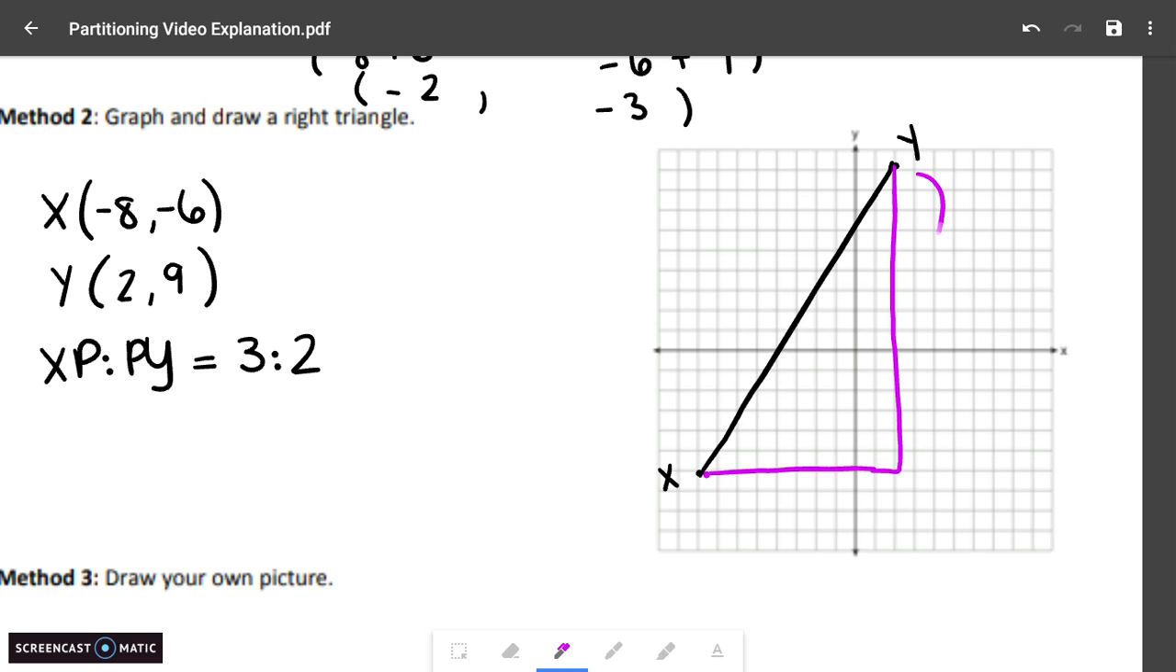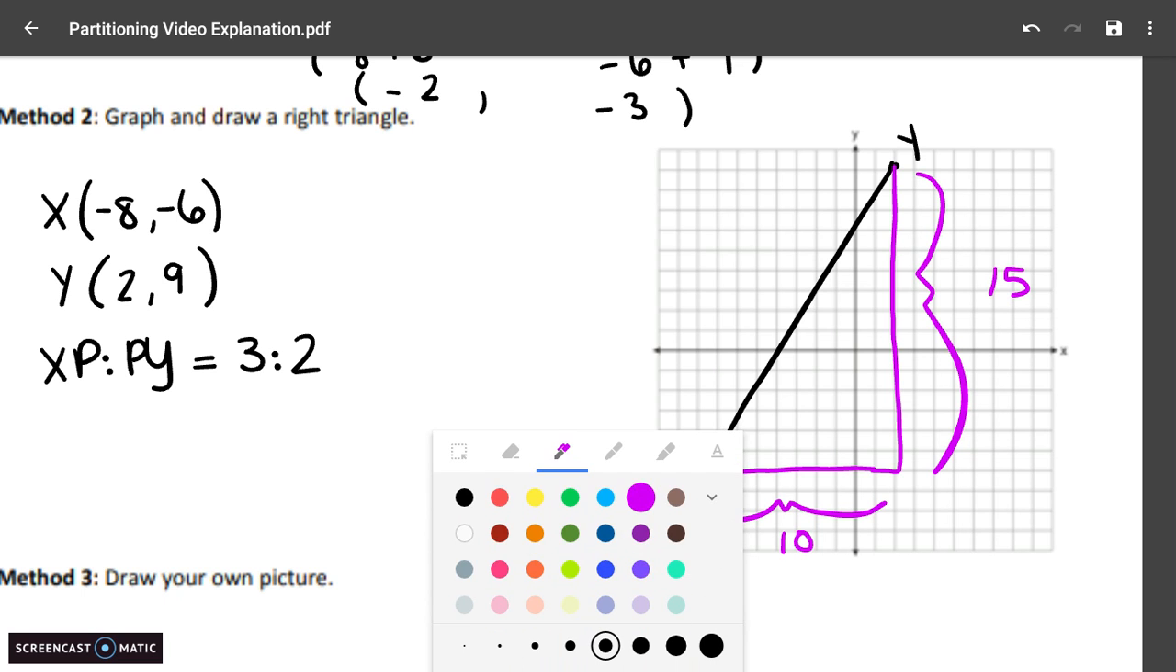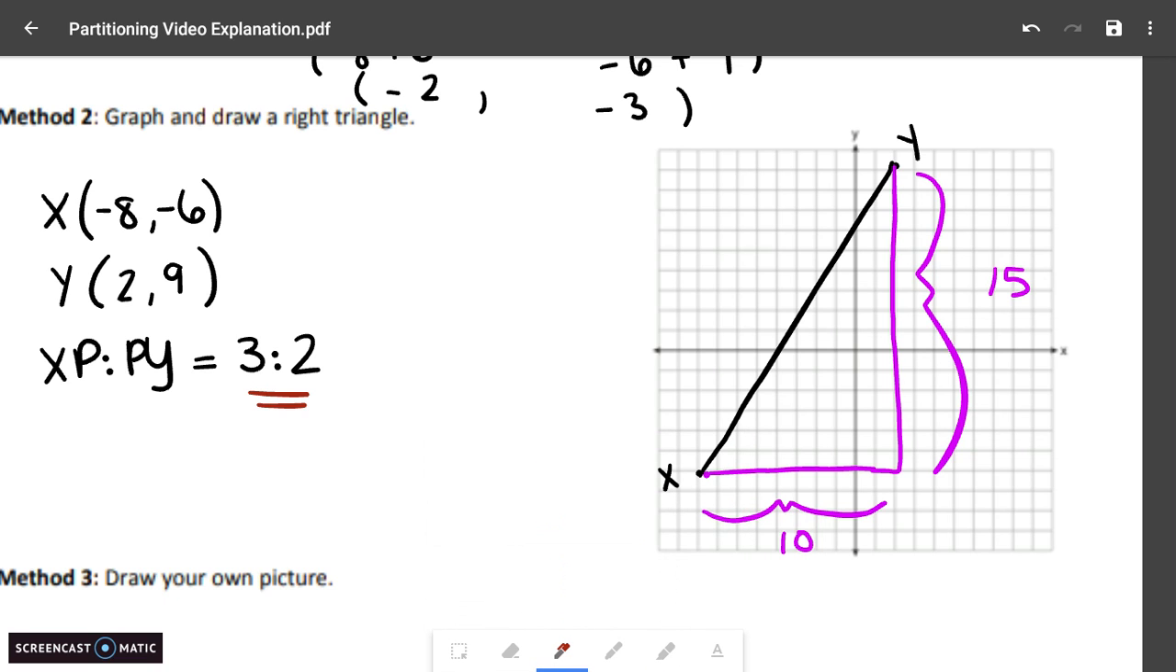Now, with those 2 legs, we know the total length of the change in y is 15, as well as the bottom's total length is 10. What we have to keep in mind is our goal from doing this is to break this up into 3:2 ratio, which is a total of 5. If I want to break something into 5 total pieces, I just want to divide nicely. And you could pick the bottom or the horizontal to do this with.